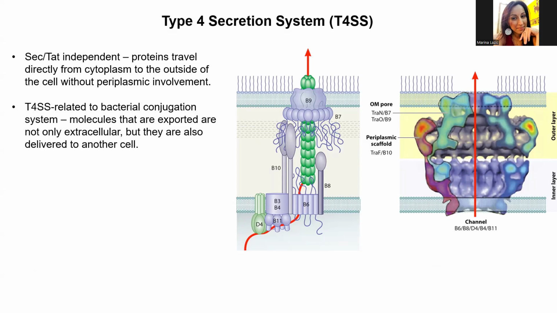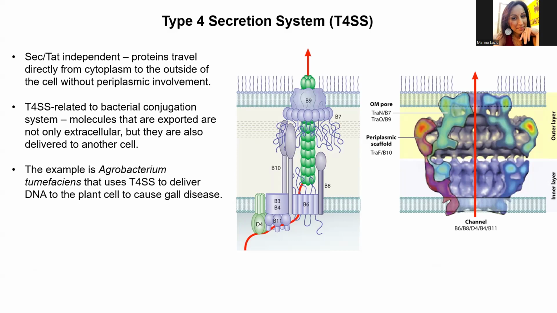The type 4 secretion system is exporting not proteins, I have to stop saying proteins, molecules that are related to bacterial conjugation, and they're not only exported to the extracellular environment, they are also delivered to other cells. And this was a very famous bacterium, Agrobacterium, that is using the type 4 secretion system to deliver, again, not proteins but DNA to plants.